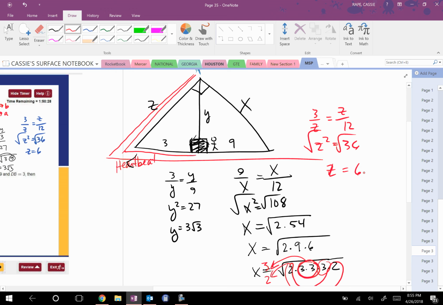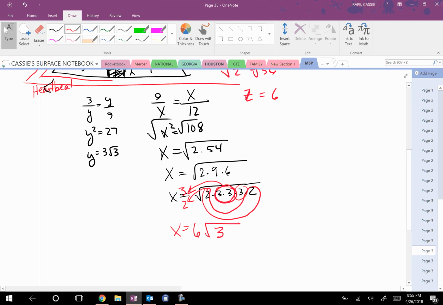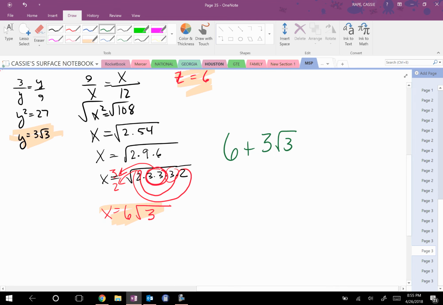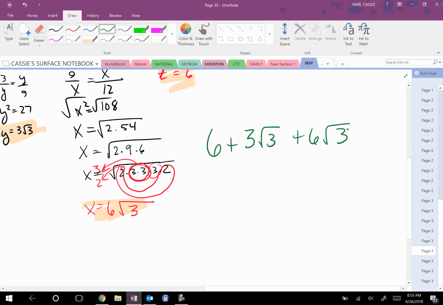Usually we write the rational number first. So 6 plus, and if you have 3 square root of 3 plus 6 square root of 3, treat it as if it was 6 plus 3x plus 6x. Okay, you have to add like radicals in the same way that you have to add like terms. In the same way that 3x plus 6x is 9x, 3 square root of 3 plus 6 square root of 3 is 9 square root of 3. So in the end, you get 6 plus 9 square root of 3. And if we go back here, that is A.